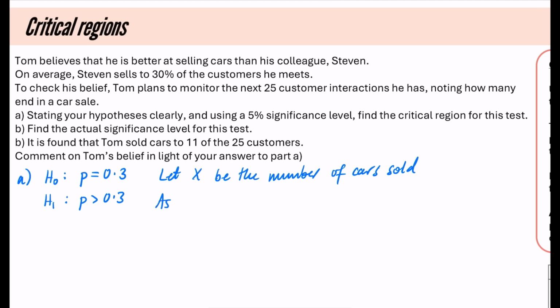And we're going to assume that H0 is true because we can't assume that H1 is true. How can we do calculations with an inequality sign like this? So assume H0 is true. In other words, X has a binomial distribution where there are 25 customer interactions and the probability is 0.3. Now we have to try and find out how many cars he would need to sell in order for us to reject the null hypothesis.